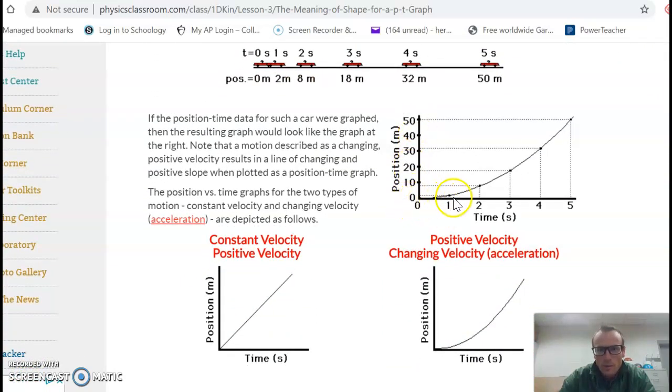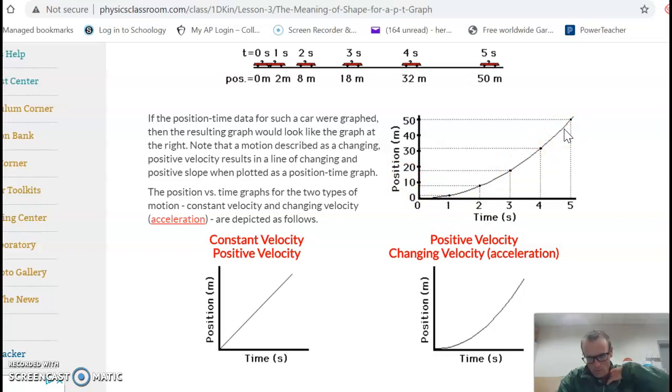Well, here I'm plotting my position at 1 second. Here I've gone a couple meters. There's my first data point. At 2 seconds, now we've covered 8 meters. So my second data point is right here. And you'll notice when I connect the dots that we form a curved line. And that tells us some important things.